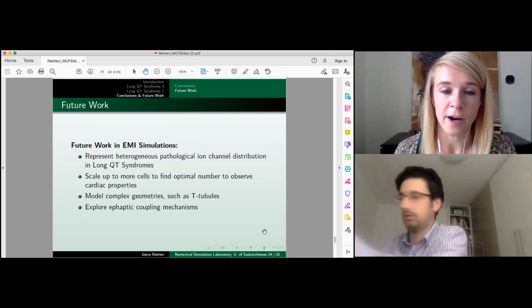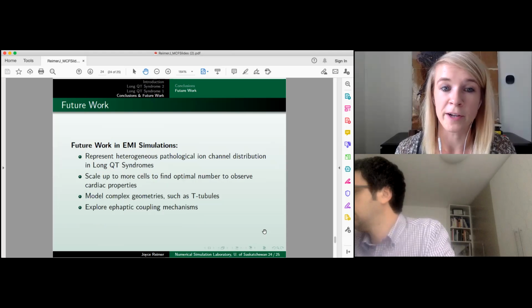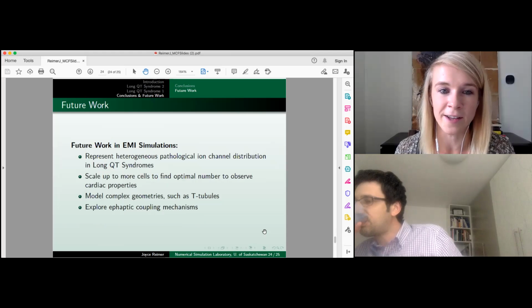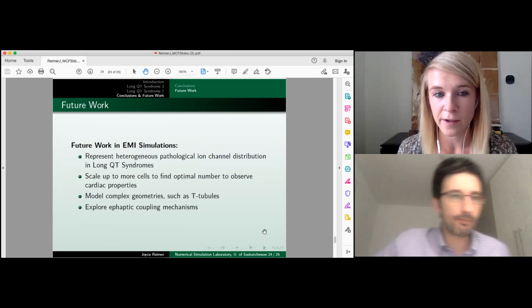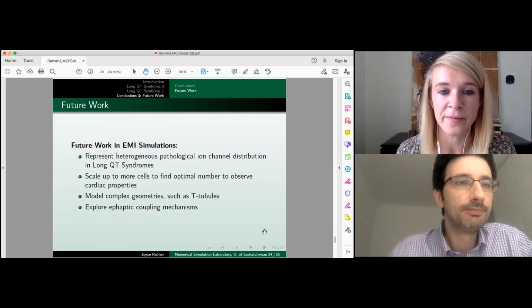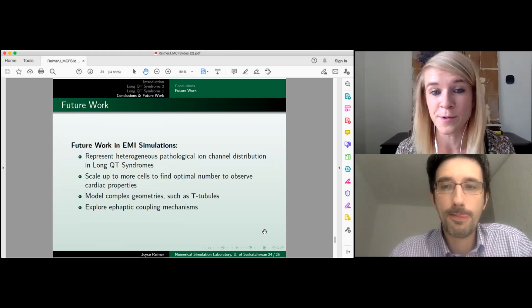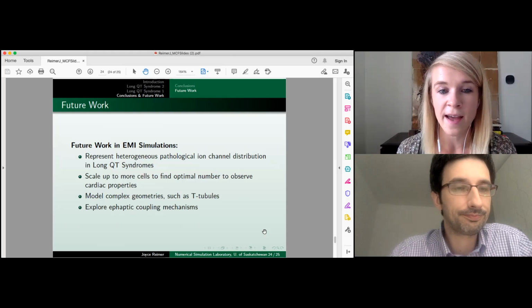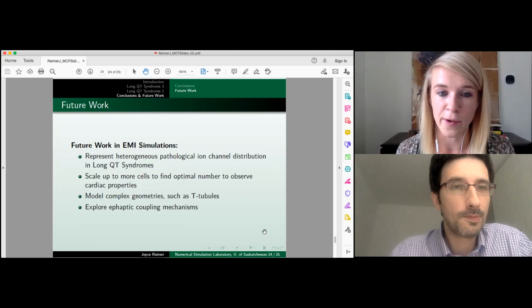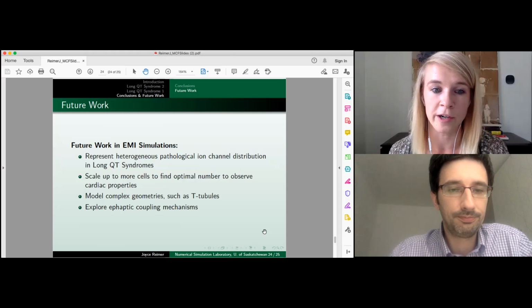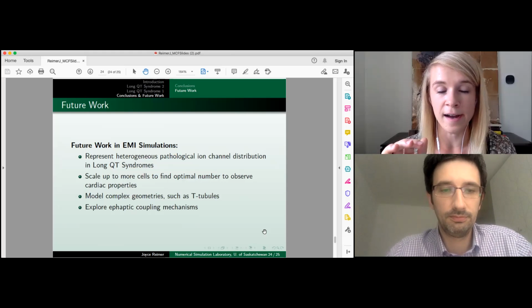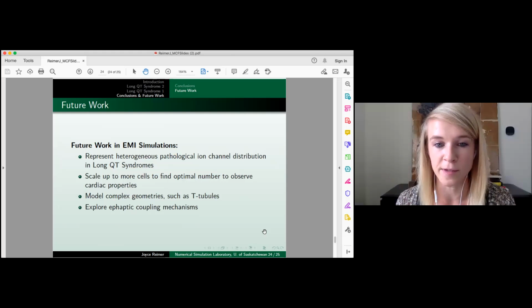And for the future work of our team, we want to keep looking at this ME model. So we'll continue to look at long QT syndromes in different ways through the lens of the ME model. And we also would like to scale it up to more than 2 cells so that we can observe tissue properties rather than just cellular properties. And then we also would like to use it to model complex geometries and to explore ephaptic coupling mechanisms, or the extracellular electric field effects that exist between 2 cells that couple them through more than just their gap junction.